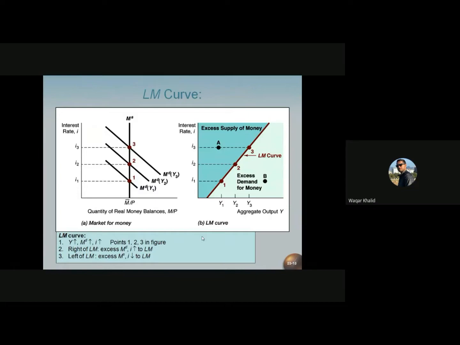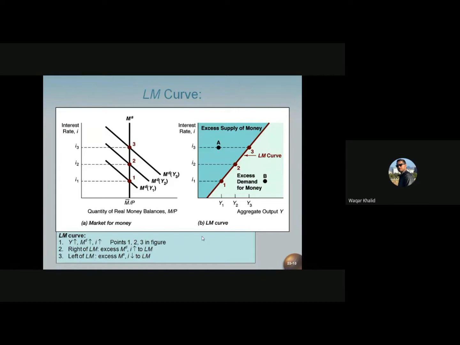Actually, the main building block in Keynesian analysis of the market for money is the demand for money, which is known as liquidity preference theory. The liquidity preference theory states that the demand for money in real terms depends on income and interest rates. When we divide MD by P, it is known as the real money balance, or real quantity of money, or real money demand.